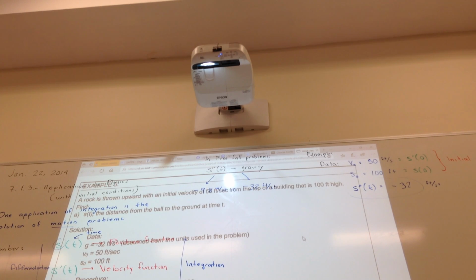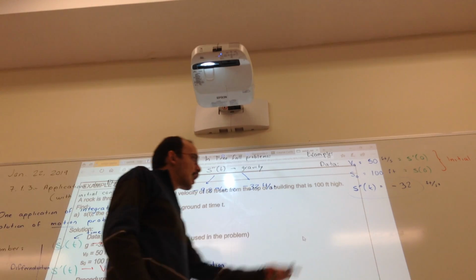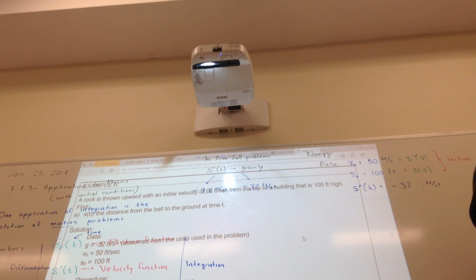If the problem is not a free-fall problem, I need to specify the function. I will specify the function. It depends, it could be something different. Very good. Now what?